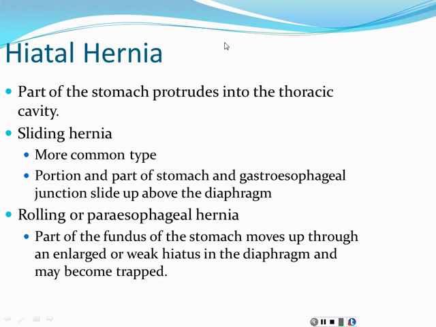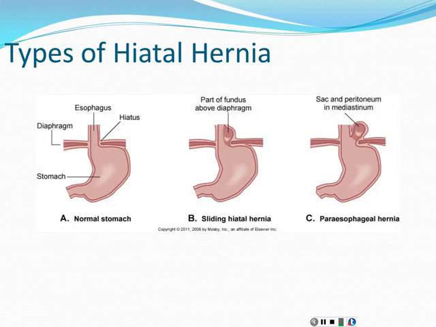Hiatal hernias. This is where the top part of the stomach, let's see if I have a picture. So here's the normal anatomy, right? Here's the diaphragm that separates the thorax from the abdomen. And if you look at it from the front, if this is the chest wall here, the diaphragm sort of looks like this. It has two domes. And the esophagus comes along the back of the mediastinum, and then it punctures the diaphragm and then goes down into the stomach, which sort of looks like that.